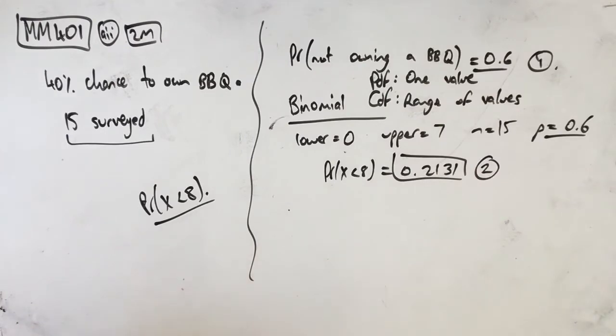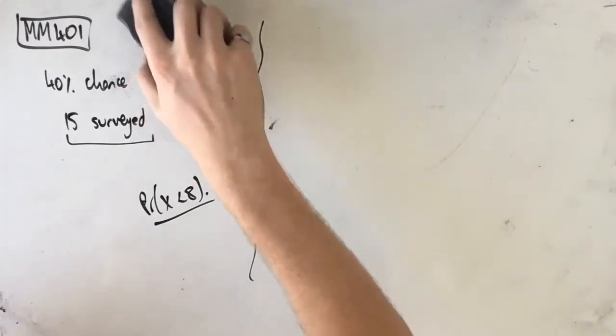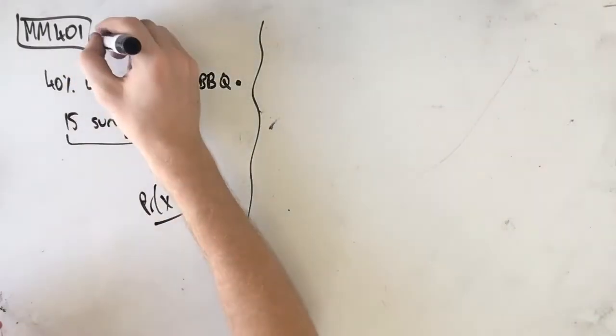Guys, if you have any questions about it, let me know. But let's move on to part B. Part B moves into statistics, and part BI is a 2-mark question.